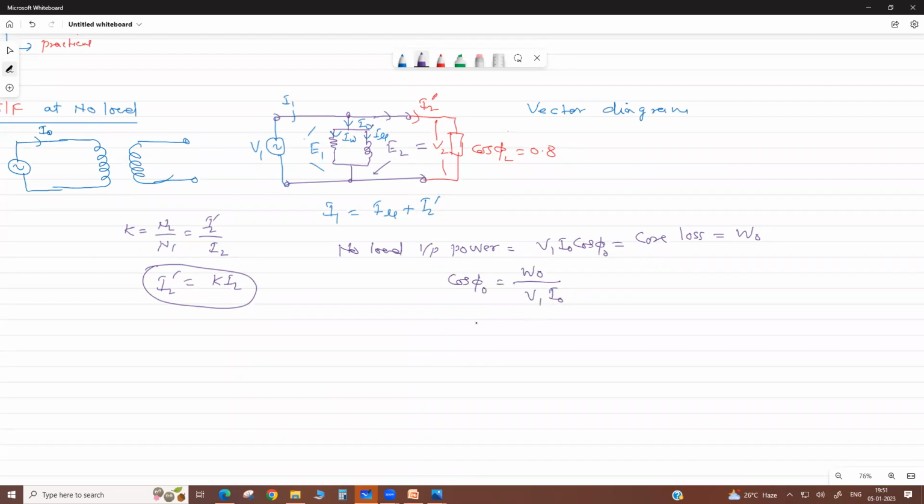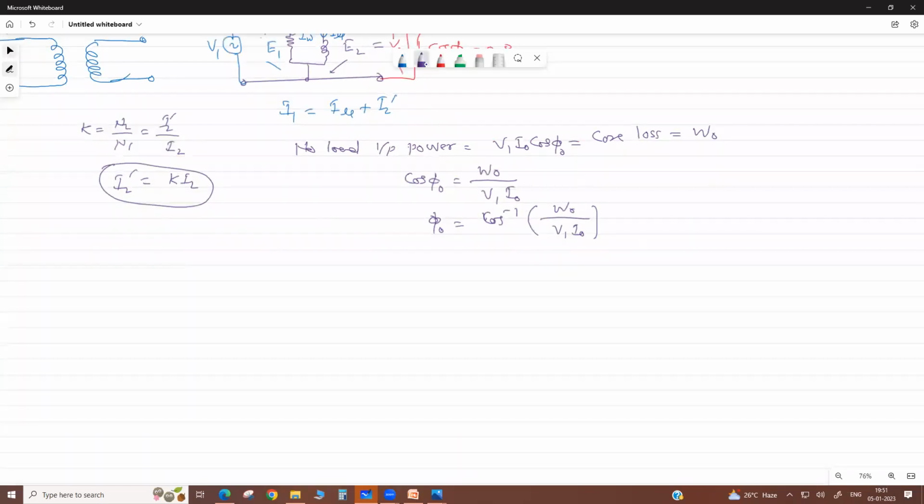Voltage by I naught, or phi naught, we can calculate. No load power factor equals cos inverse of this value. Okay dear, it is correct. When we calculate I naught and cos phi naught, now we can calculate the sin phi naught also. So it will give the value also, sin phi naught.